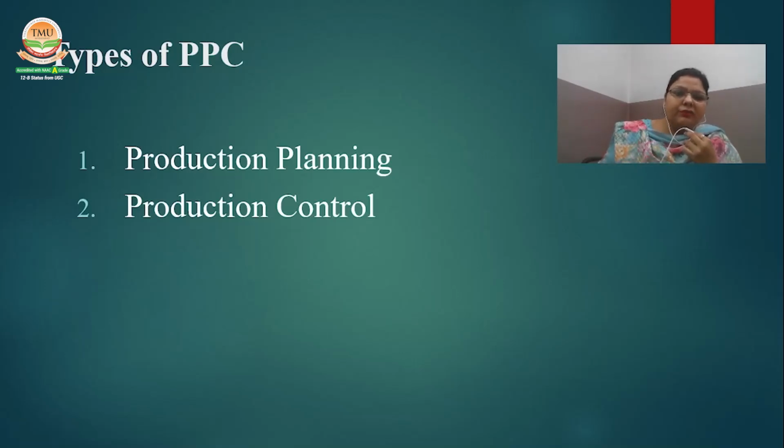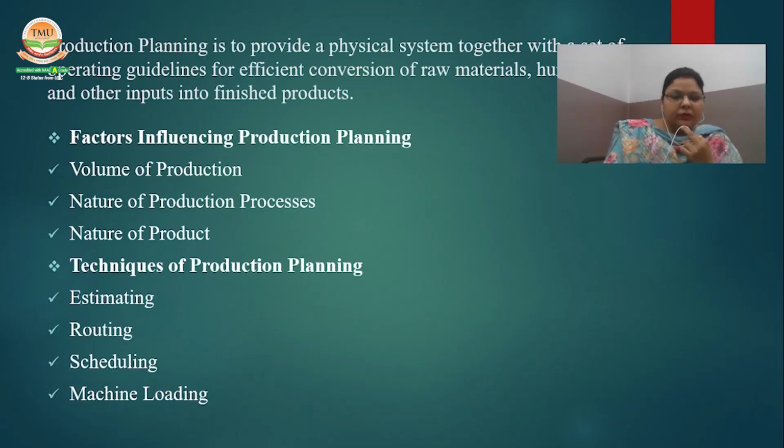The types of production planning and control are: number one, production planning, and number two, production control. Firstly, we will discuss what is production planning. Production planning is to provide a physical system together with a set of operating guidelines for efficient conversion of raw material, human skills, and other inputs into the finished products.